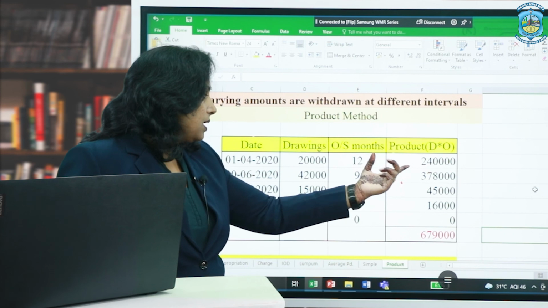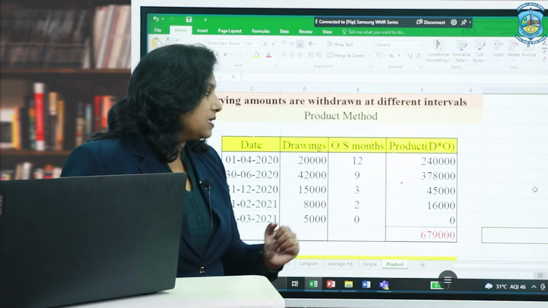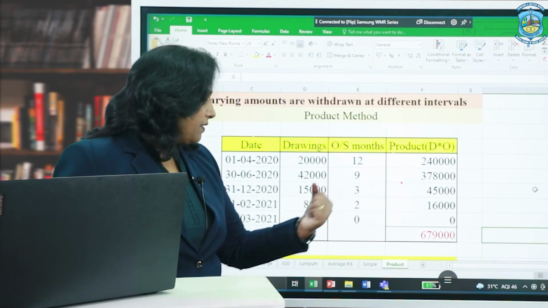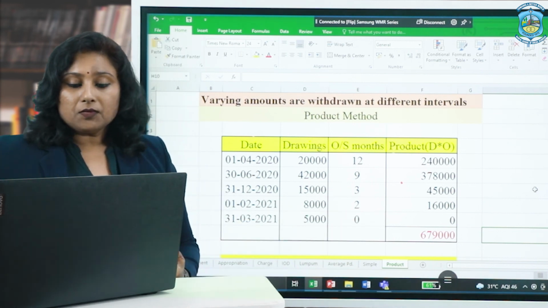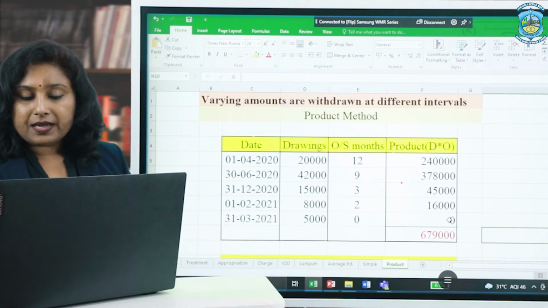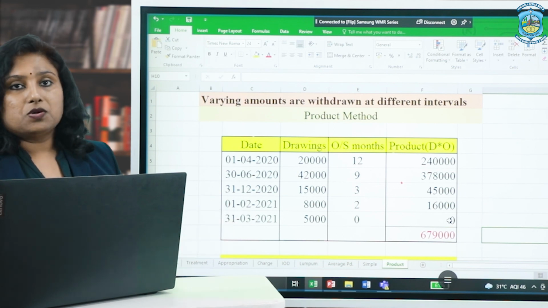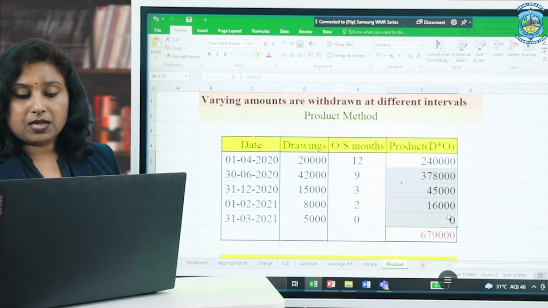So this gives the product 2,40,000, 42,000 into 9 gives us 3,78,000, 15,000 into 3 gives us 45,000 and likewise we get the product. For last withdrawal, why are we getting 0? Because no interest shall be charged on the amount that has been withdrawn at the end of the year. Let's find the sum of it. Okay, so we find the sum of all these products.